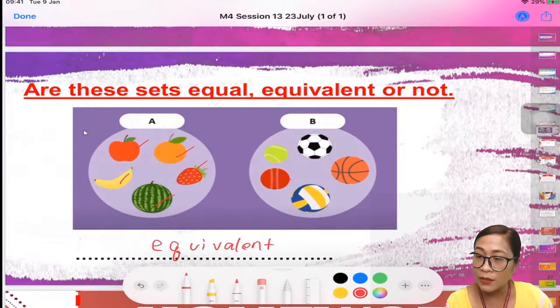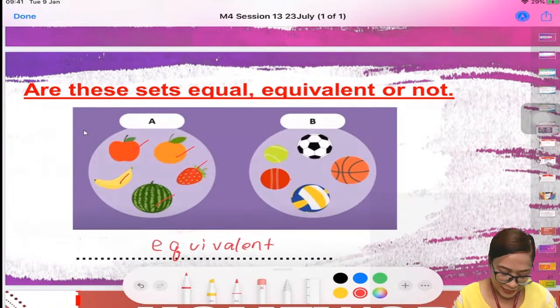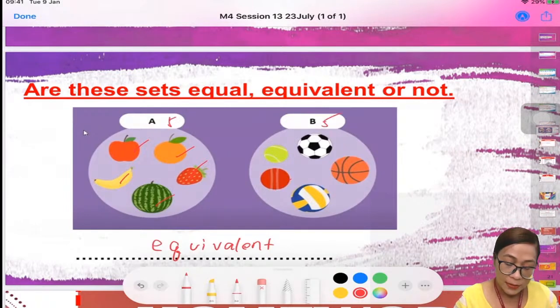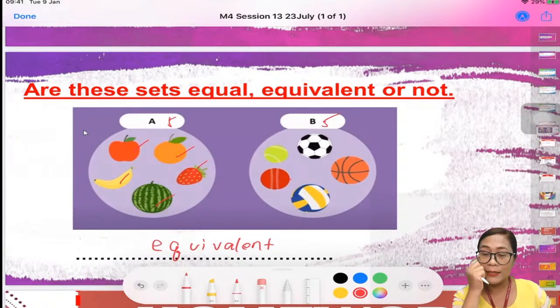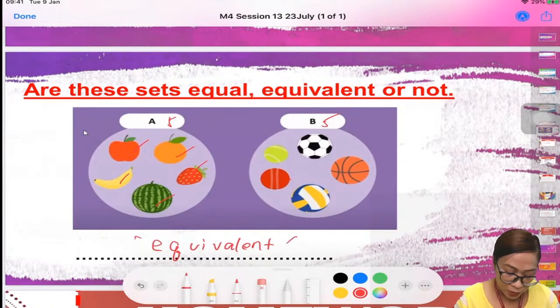Not the same things, but have the same quantities. So meaning they are not equal. No, Boon. Not equal. Yes, they are not equal, but they are equivalent. Okay, why are they equivalent? Let's count. 1, 2, 3, 4, 5. There are 5 fruits. 1, 2, 3, 4, 5. There are 5 balls. They have the same number of quantities. So they are equivalent, just equivalent.